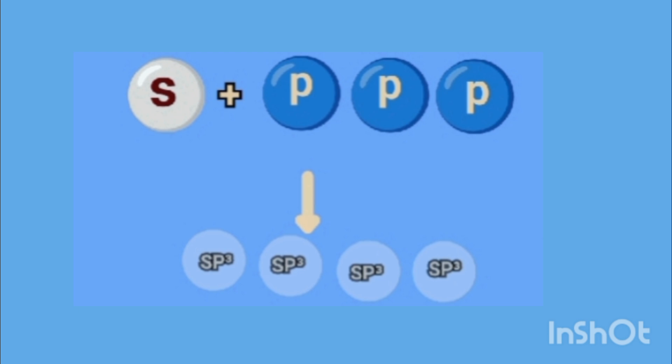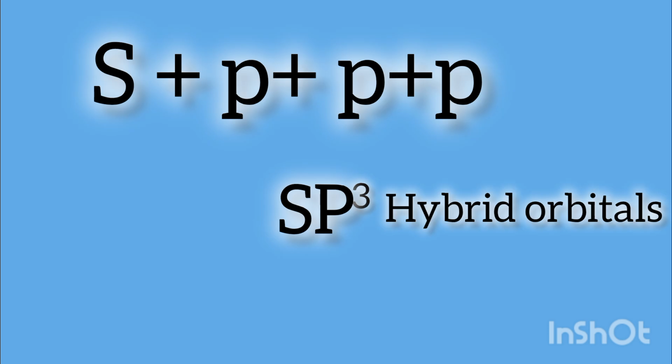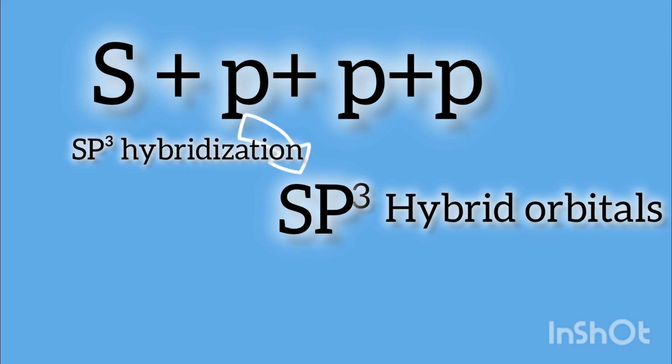Similarly, when s and p orbitals are mixed, you don't have s character and p character anymore. You will have 4 identical hybrid orbitals. They are called sp3 hybrid orbitals. The mixing of orbitals is called sp3 hybridization.